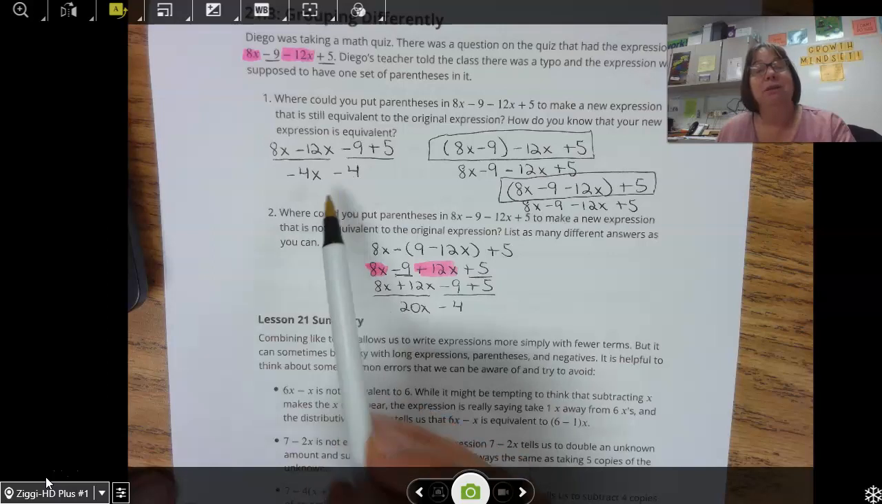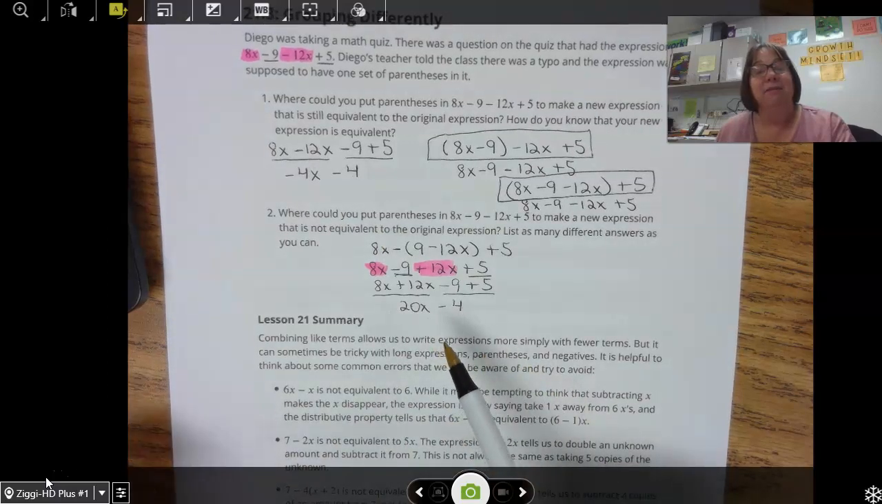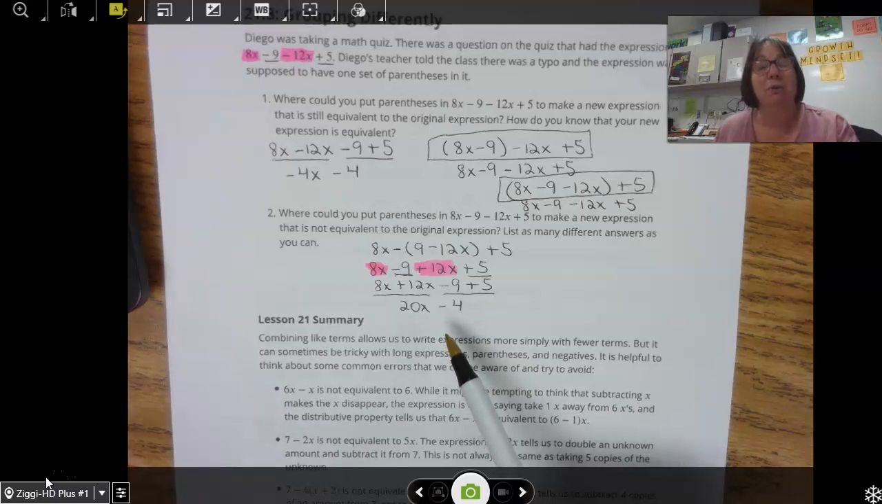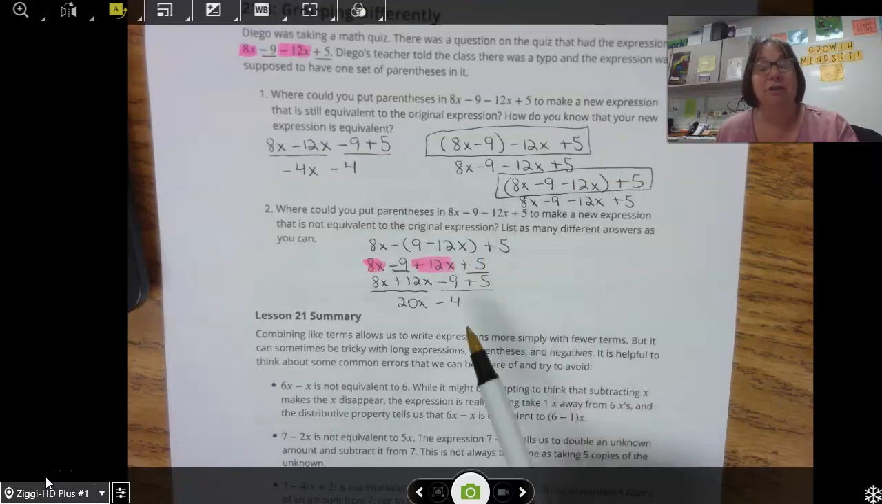And maybe you wrote this in a different way and found out that you had another different answer. So there's more than one place you could have put those parentheses that would have changed your answer. This is just one of the ways.